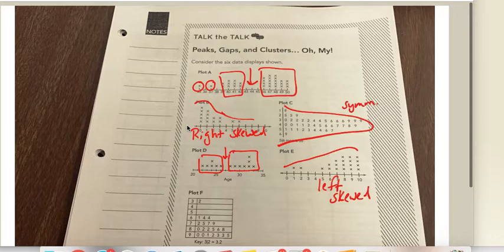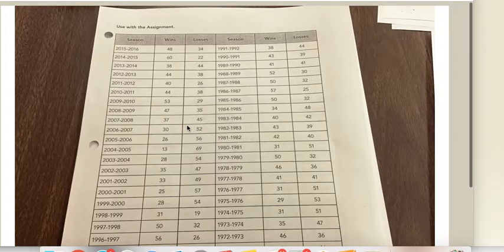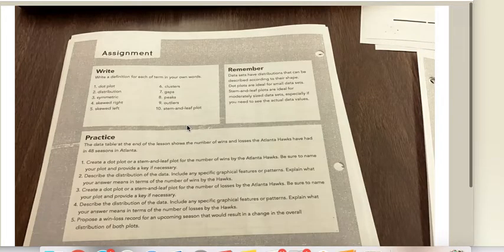All right, we're going to look at your homework real quick. So this is what you're supposed to use for your homework tonight. It says use with the assignment tonight. So on the first part, it says write the definition. I know I saw the definition for dot plot, distribution. I saw these definitions. Actually, I saw all of these. The only one that you don't have to do is stem leaf plot, because we didn't cover that unless you want to. The first one says create a dot plot on the number of wins.